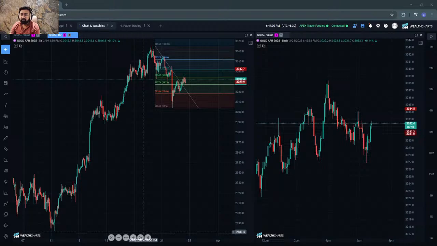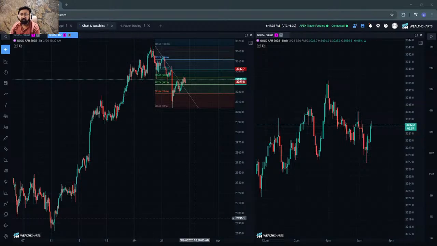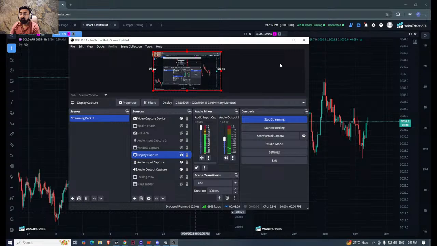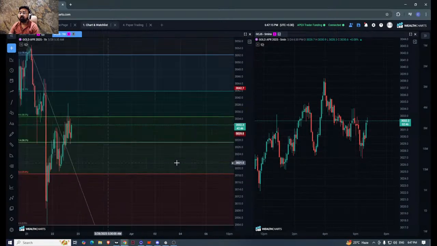I think I should keep this on display capture so that आपको better दिखा पाऊँ कि क्या बात कर रहा हूँ मैं. So switching this off and giving you display capture. So अब क्या है, सब कुछ समझ में आएगा मैं क्या बात कर रहा हूँ.